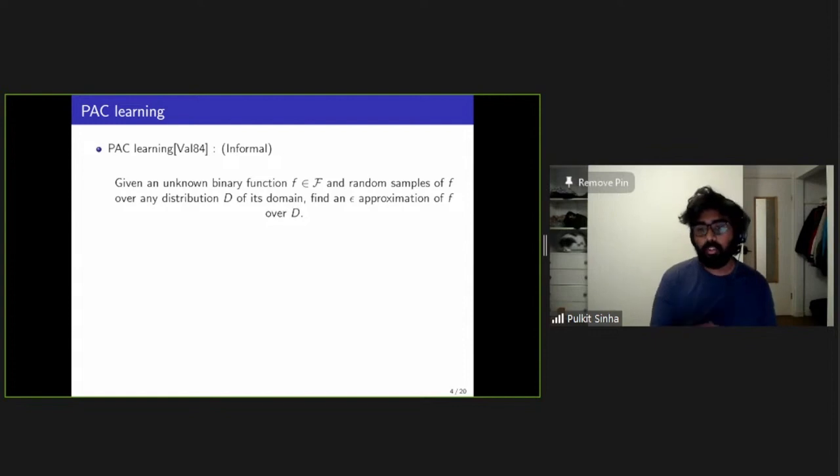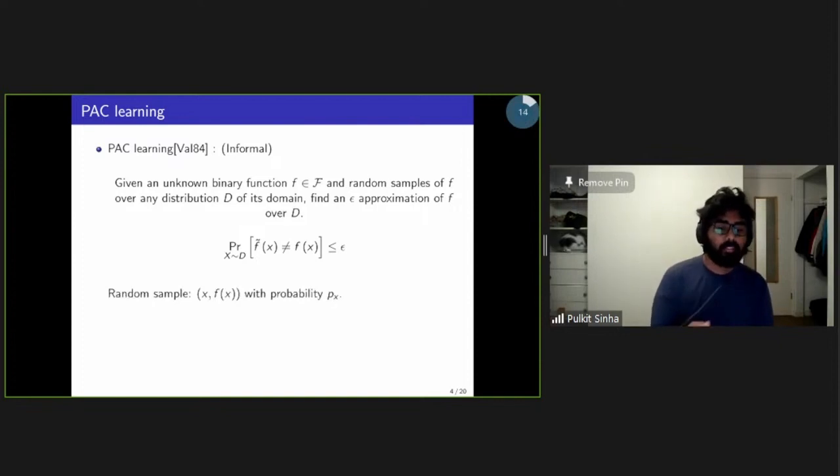Now, what does an epsilon approximation of f over D even mean? It means you give a hypothesis f tilde, which agrees with f with very high probability on this distribution D. And what does random samples mean in this context? A random sample is just the ordered pair (x, f(x)), where this is drawn with probability p(x), where p(x) is the probability of drawing x in D.